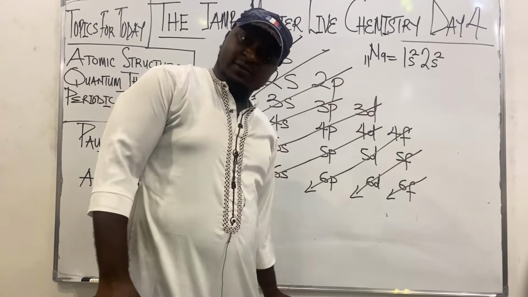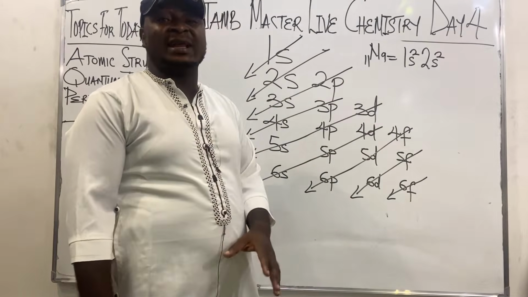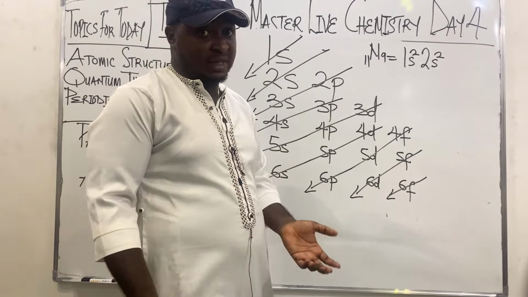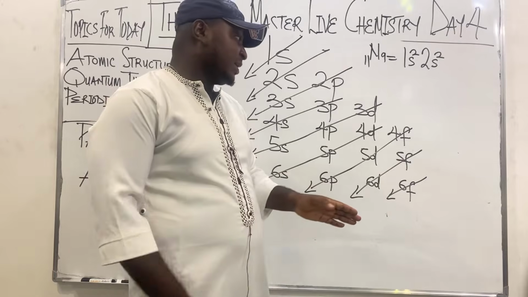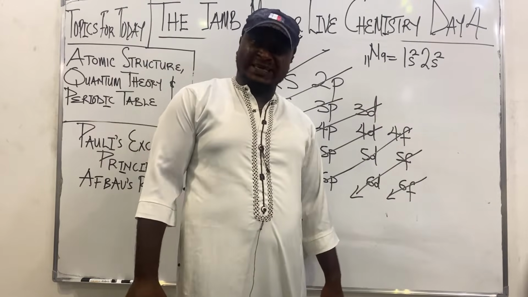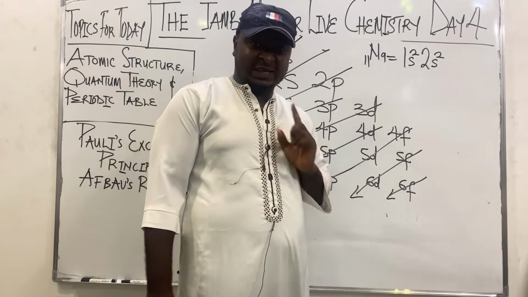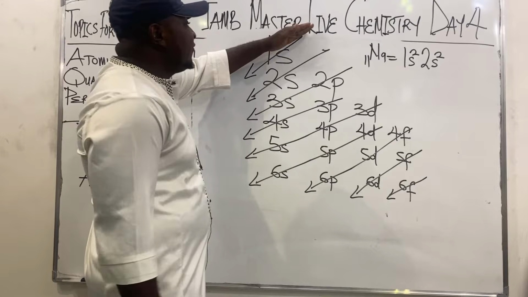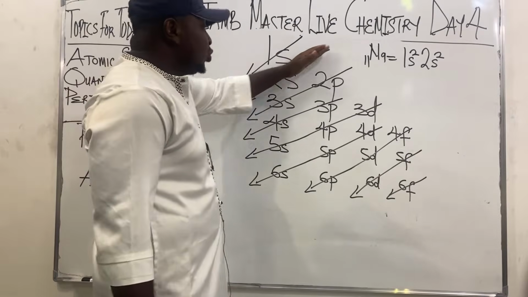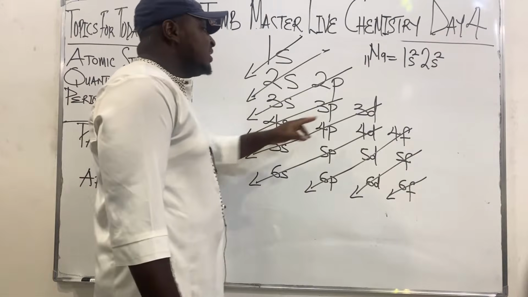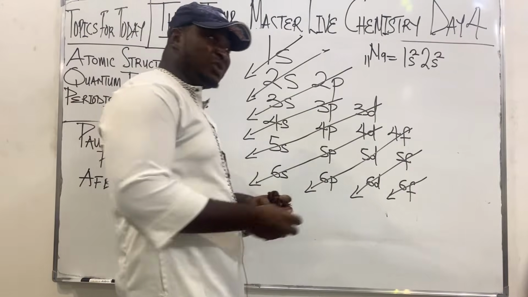Everybody in the D family can take a maximum of 10, cannot take more than 10. They can take less than 10, but their maximum is 10. Everybody in the F family, maximum is what? 14. But they can take less than 14. So please take note. When filling electrons in orbitals, you fill from lower energy level. Look at the arrow. 1s first, then 2s, then come to 2p before 3s, then come to 3p before 4s, 3d, 4p, 5s. This is how you fill electrons in orbitals.